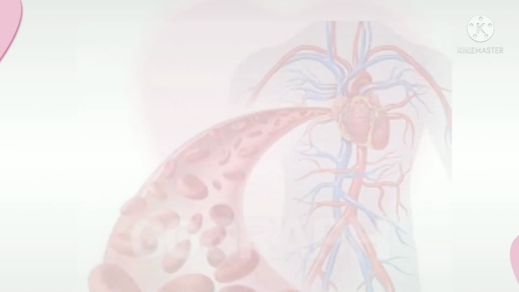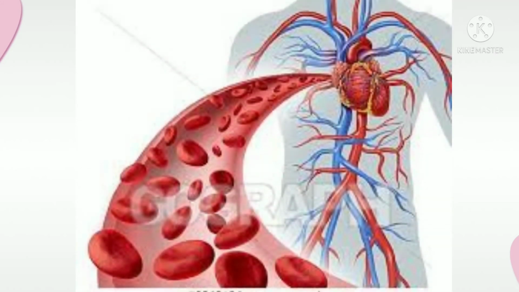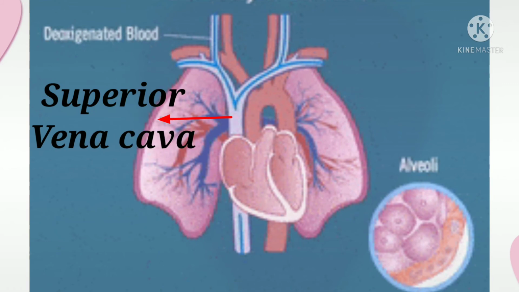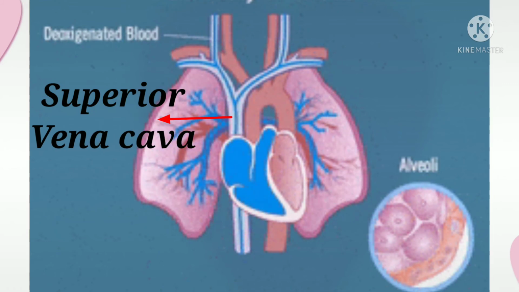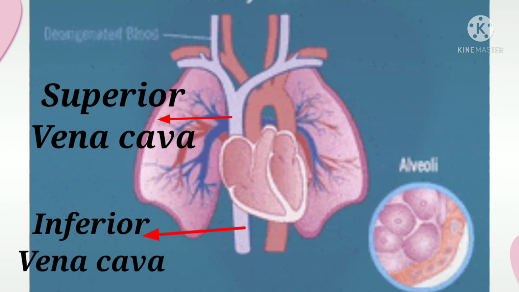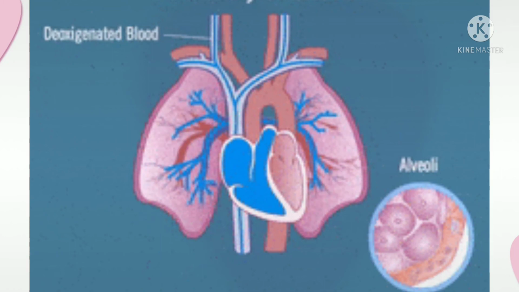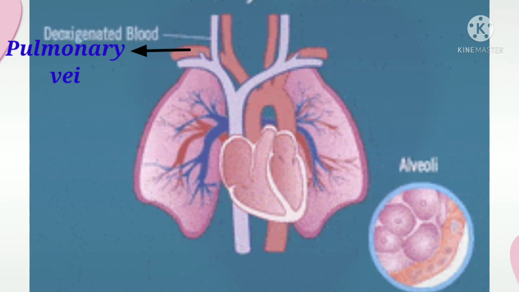Veins. Veins carry blood from body organs to the heart. The vein which collects blood from the head and neck of the body is called the superior vena cava, and the vein which collects blood from the hands and legs of the body is called the inferior vena cava. All veins contain deoxygenated blood, but the pulmonary vein carries oxygenated blood.